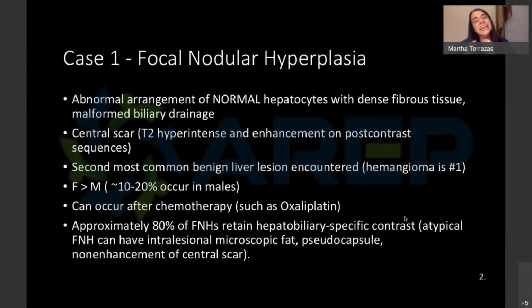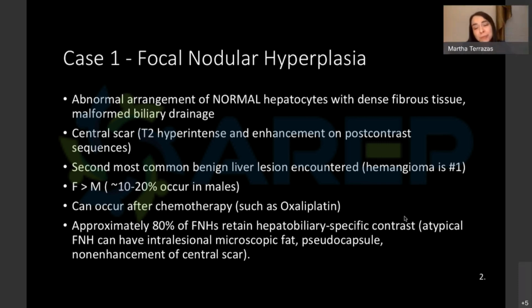And approximately 80% of FNHs, so by far most of the FNHs you're going to encounter, are going to retain that hepatobiliary specific contrast. But just like medicine in general, not all of these lesions are going to follow this finding. So you can have atypical FNHs that can have intralesional microscopic fat. So then you might be thinking, wow, is this an adenoma? But then it does retain contrast on our 20-minute hepatobiliary phase.